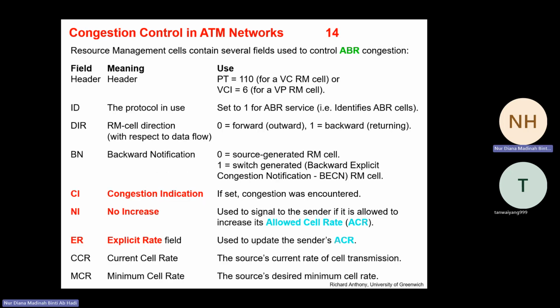So this is the RM cell, which contains several fields that are used to control your ABR congestion.